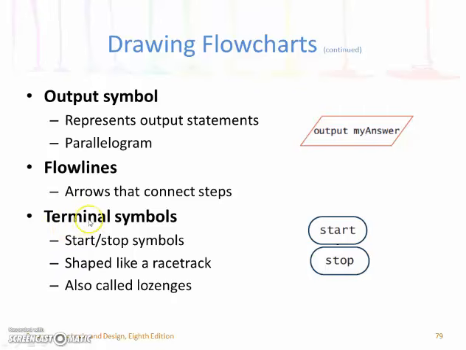They are our terminal symbols. We begin our pseudocode or our program with a start, and we terminate it with a stop. Start and stop symbols are shaped like a racetrack, and we also call them a lozenge. A lozenge is like a tablet, a more fancy word for a tablet.